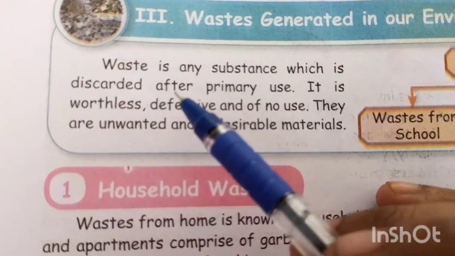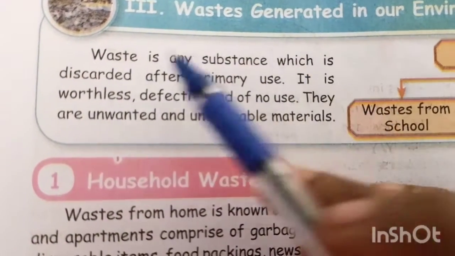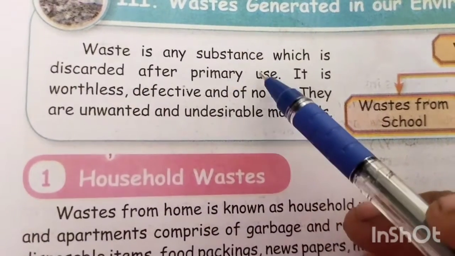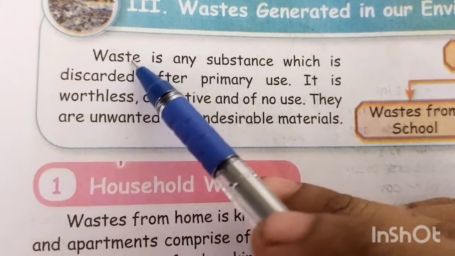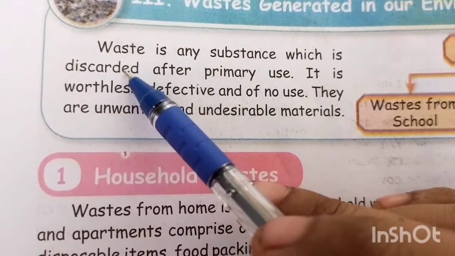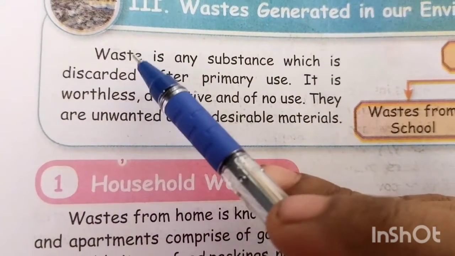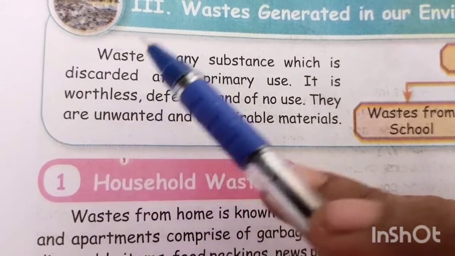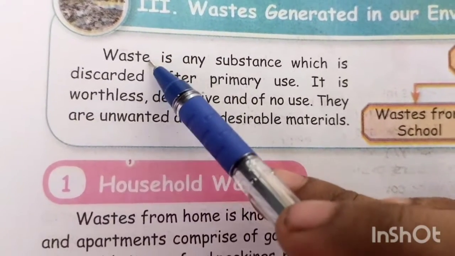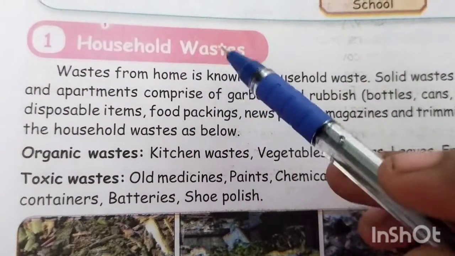So what is waste? Waste is any substance which is discarded, means thrown away after the primary use. Waste is a substance, means material, which is discarded after the usage. Any substance which is disposed of after the use is called waste. Now let us learn about household wastes.